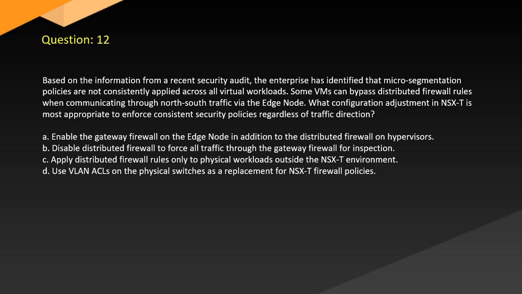A. Enable the gateway firewall on the edge node in addition to the distributed firewall on hypervisors. B. Disable distributed firewall to force all traffic through the gateway firewall for inspection. C. Apply distributed firewall rules only to physical workloads outside the NSX-T environment. D. Use VLAN ACLs on the physical switches as a replacement for NSX-T firewall policies.